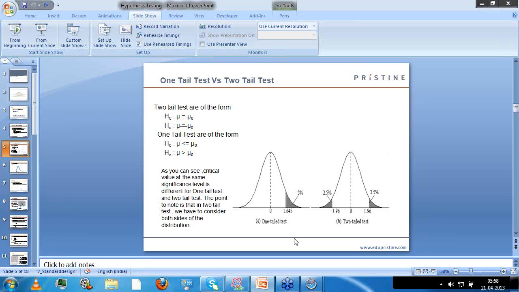The important thing to note is that the critical value for a one-tailed test and a two-tailed test will be different at the same level of significance. For example, in this case, it is a Z distribution, and we are taking a 5% level of significance, and the critical value is different for a one-tailed test and a two-tailed test. As you can see, in a one-tailed test, the critical value is 1.645, and in a two-tailed test, the critical value is 1.96.